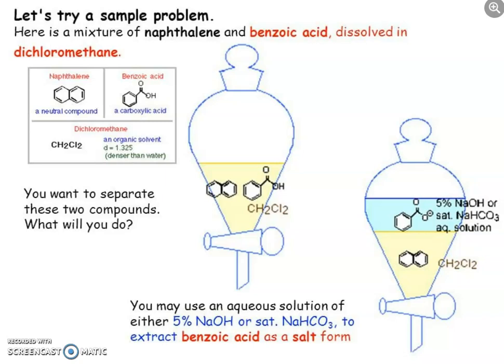So take both compounds in DCM. You may use an aqueous solution of either 5% sodium carbonate or saturated sodium bicarbonate to extract benzoic acid as a salt form. So 5% sodium hydroxide or saturated sodium bicarbonate aqueous solution and DCM. The DCM is denser than water, so the bottom one is the DCM and the upper one is water.